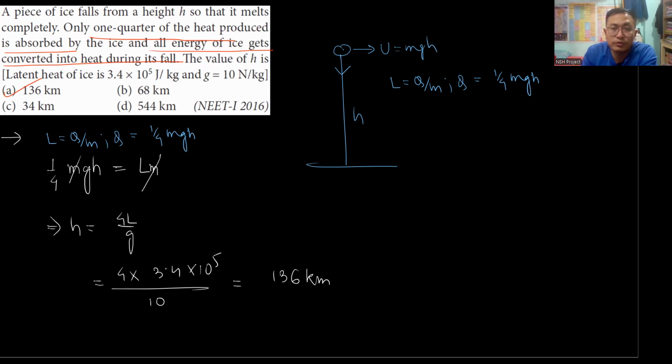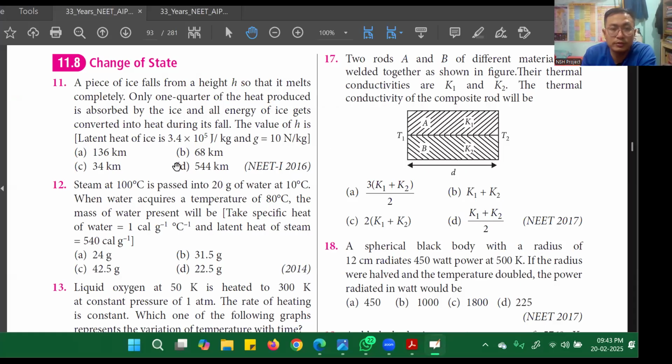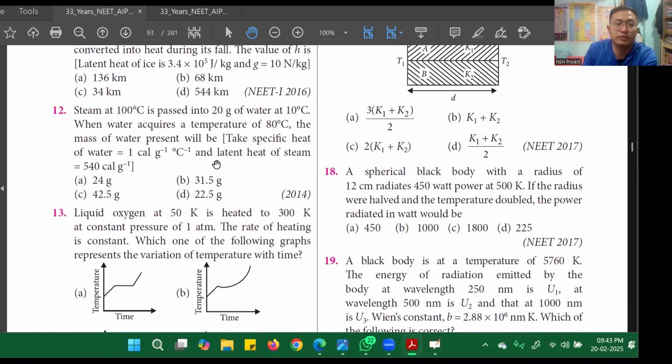So let's move on to the next question. Question number 12. Steam at 100 degrees Celsius is passed into 20 grams of water at 10 degrees Celsius. When the water acquires a temperature of 80 degrees Celsius, the mass of water present will be... and the latent heat of steam is given.